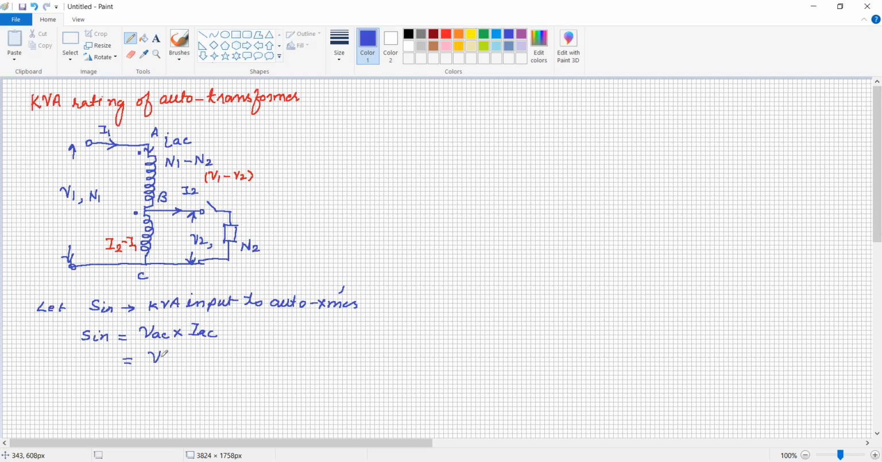Therefore VAC is equal to VAB plus VBC, multiplied by IAC, which is equal to VAB multiplied by IAC. Sorry, it is not IAC, it is IAB. This is IAB, this is also IAB, and this is IAB. So VAB into IAB plus VBC into IAB.